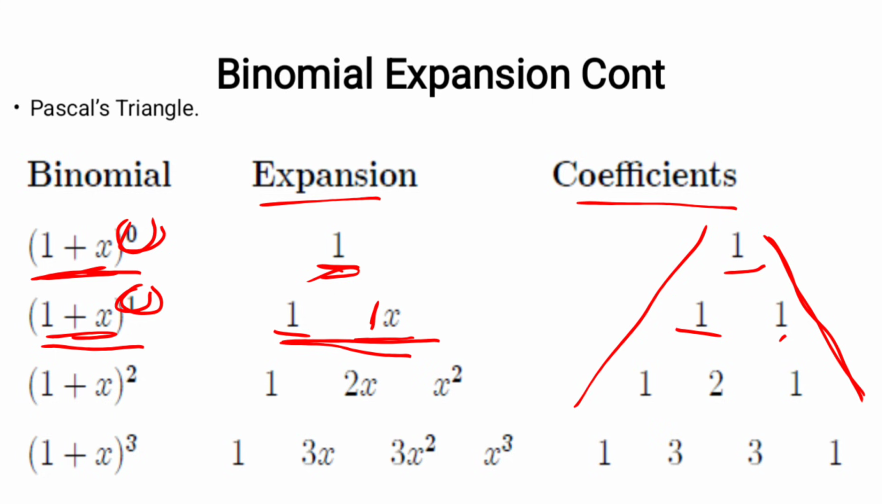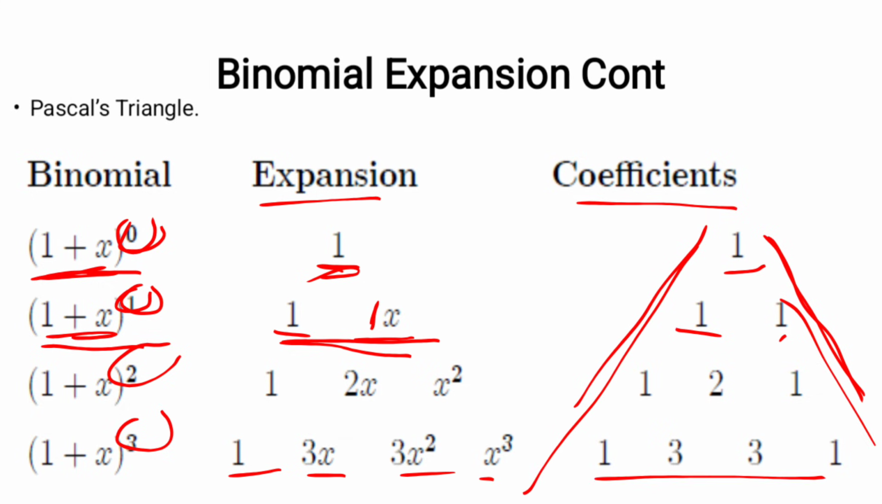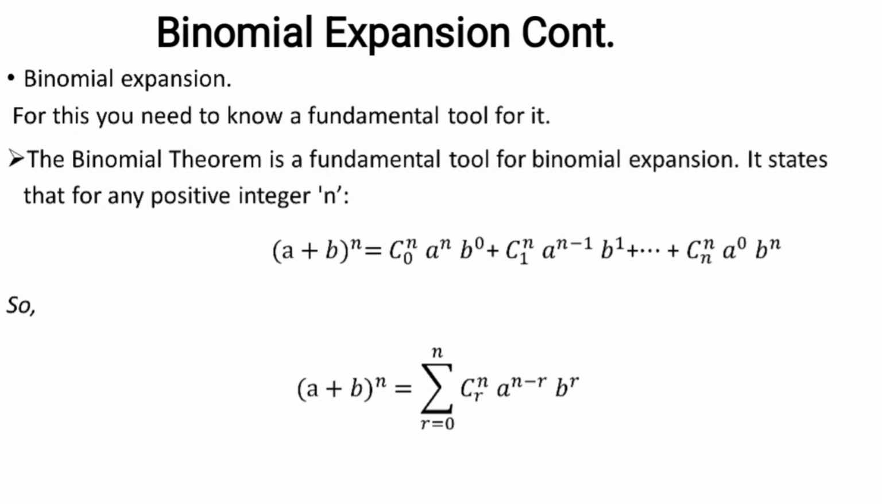So you keep doing that for each of the powers as they increase, and you get the coefficient of each of the terms and just arrange them as you can see here. And you can see you're getting a triangle. In class, I would explain more on how to use the Pascal's triangle, but let's go straight to the binomial expansion. So what's the binomial expansion?